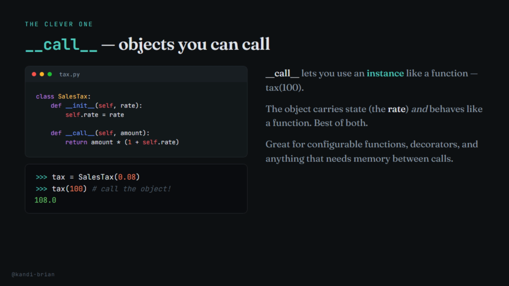And now the double underscore call. This lets you take an instance of a class and call it with parentheses as if it were a function. So if we take the sales tax class, for example, you create it with a rate 8%. Then you call the object itself, tax of 100, and it returns 108. The object behaves like a function, but it also carries state, the rate you configured.